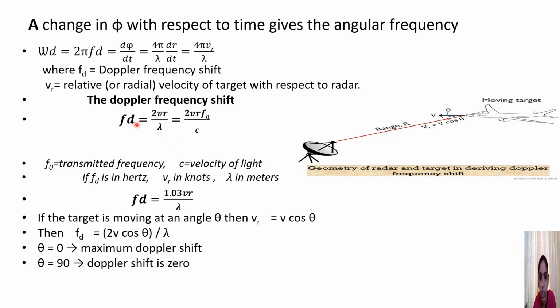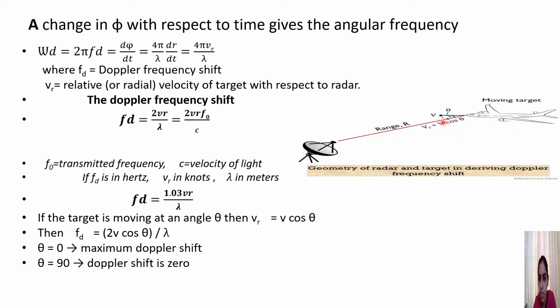Now if fd is in hertz, Vr in knots and lambda in meters, we have a general expression fd equal to 1.03 Vr by lambda. It is important to remember this particular equation, which connects fd, the Doppler frequency, and the transmitted frequency.